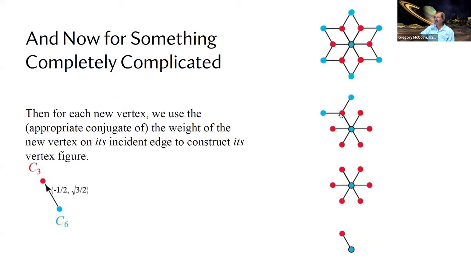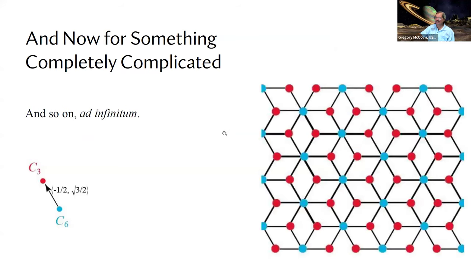Then I expand each of the additional red vertices to get its vertex figure, and I do that for all of them until I get another collection of blue vertices and more edges. And again, I just keep on going forever until I get the entire Kagome graph back again, and I get exactly one component of this thing. So that is how to generate this thing step by step.